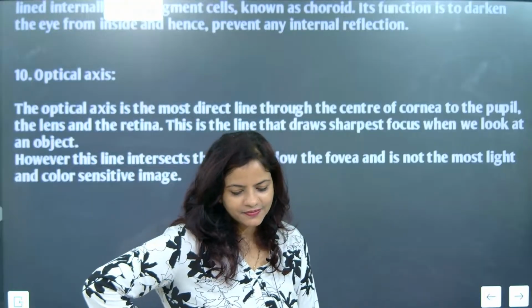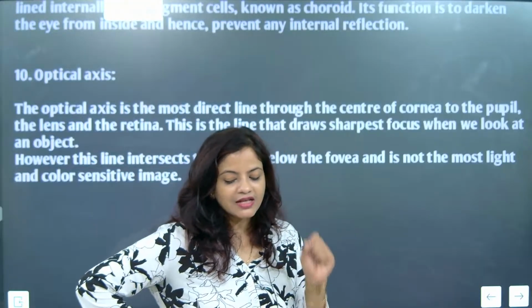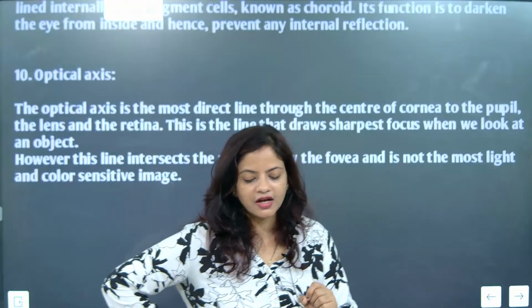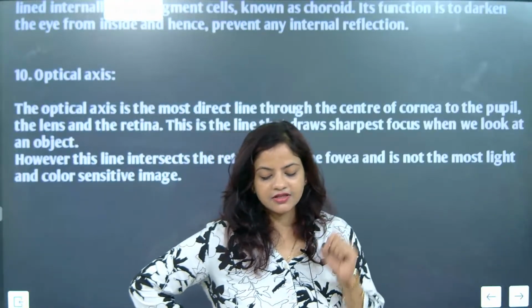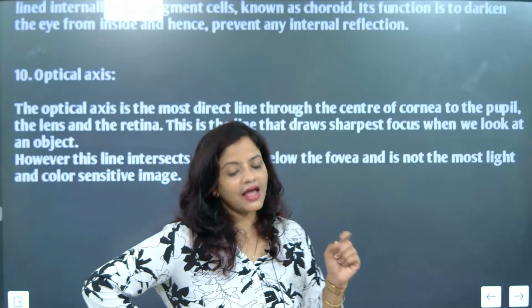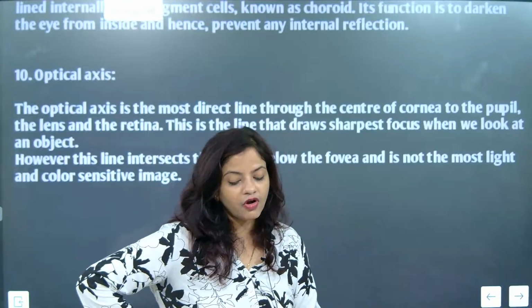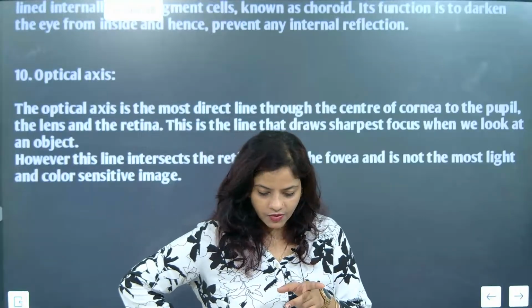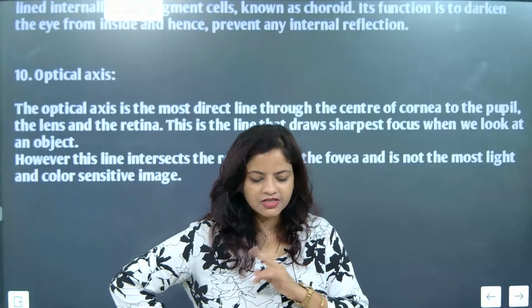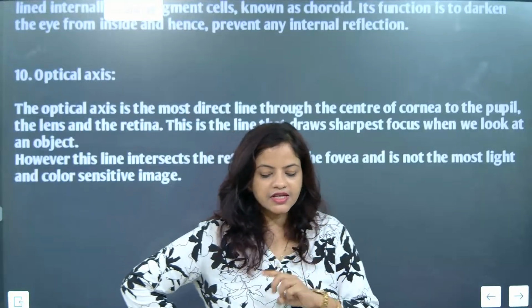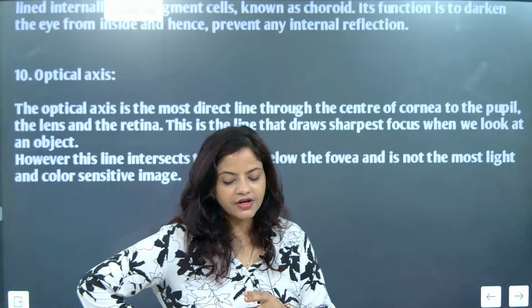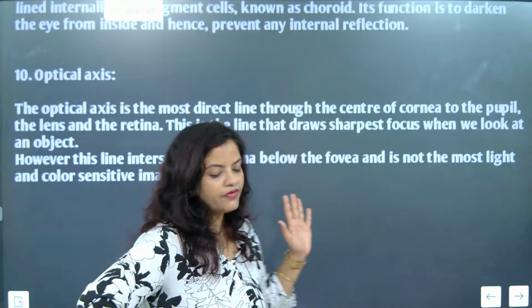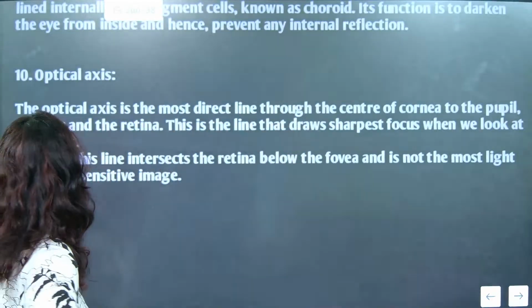You studied it. A line that passes through the center of the cornea and the center of the lens. Divya has given the answer: a line that passes through the center of the cornea and the center of the lens. Okay, fine. You have given this answer. Let's check this one out.